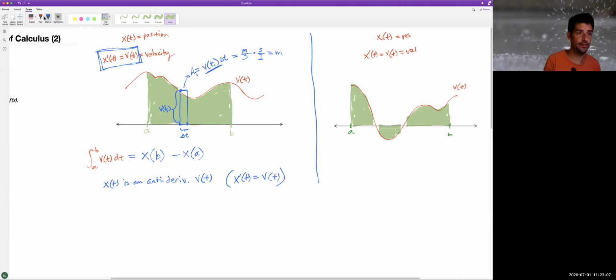However, notice that now some of the area is negative. What does that mean about velocity? It means sometimes it's moving in the negative direction, right?